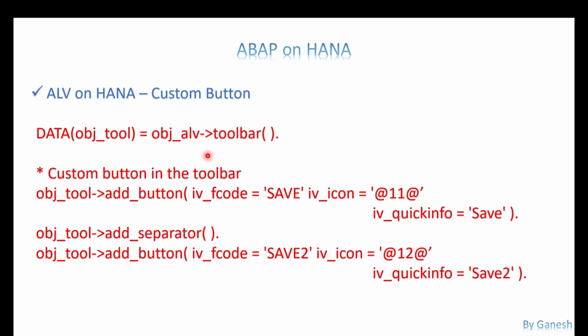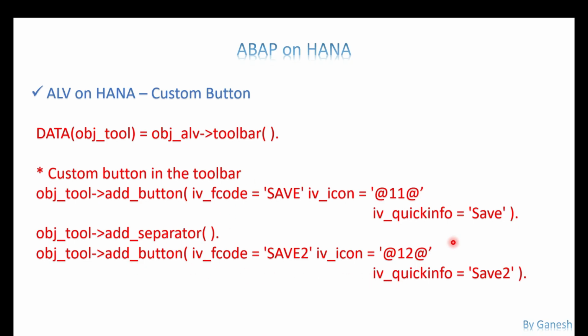If you want to pass a custom button in the existing standard ALV toolbar format, then you have to use another object reference which refers to a different class. Here it is object tool, and there is a method called add button, and you have to use the function code. Every button has a function code, and a few parameters I used here. I want an icon, I want a quick info, so I used everything. And I added a separator. If you want to separate two buttons with just a line, then you have to use another method called add separator, and then I added one more button.